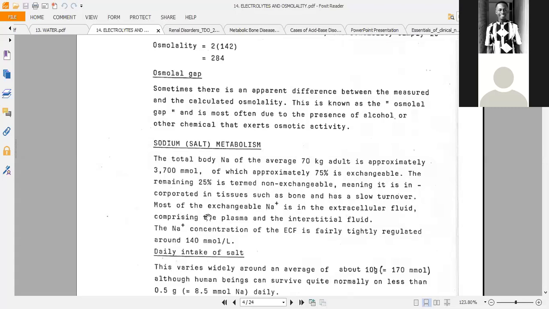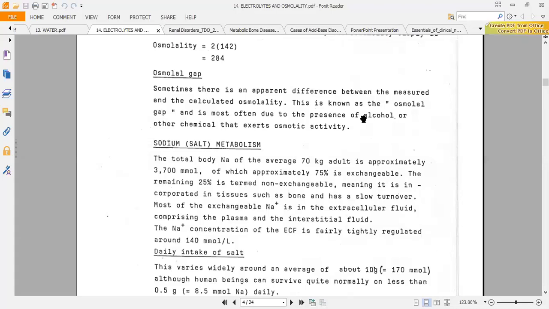This difference is as a result of the presence of alcohol or other chemicals that exert osmotic activity. When they take someone's blood sample, they use alcohol to wipe that area. If you don't wait for it to dry, and you manage to get some of the alcohol inside the blood sample, the alcohol will also add an osmolarity effect and increase the osmolarity. So the measured osmolarity will be higher than the calculated osmolarity because of the influence of the alcohol which is present.